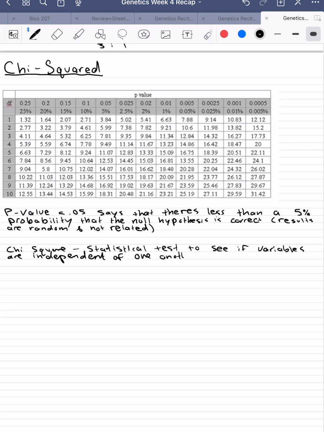Or in other words, to see if they're independent of one another, or if one is impacting the other, or if there's a relationship between both of them.